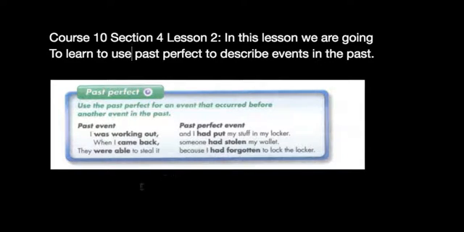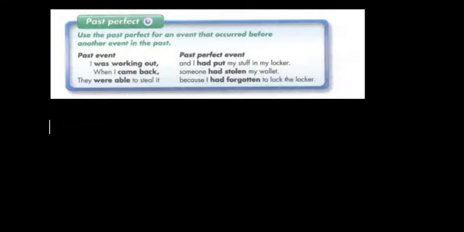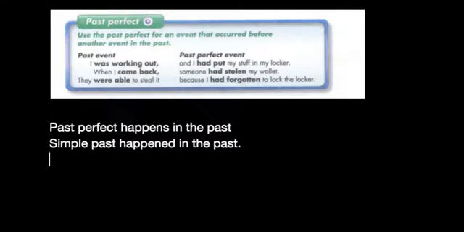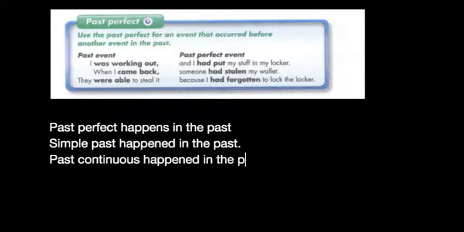Okay, so one way to understand past perfect is plain and simple. Past perfect happens in the past, and simple past happened in the past, right? Kind of makes sense. And then past continuous happens in the past. So what is the difference between past perfect, simple past, and past continuous, and how do we use it?